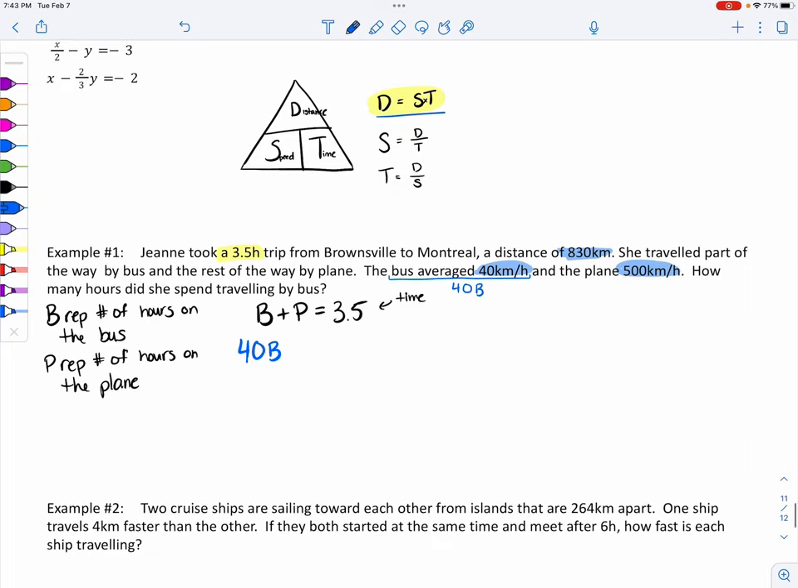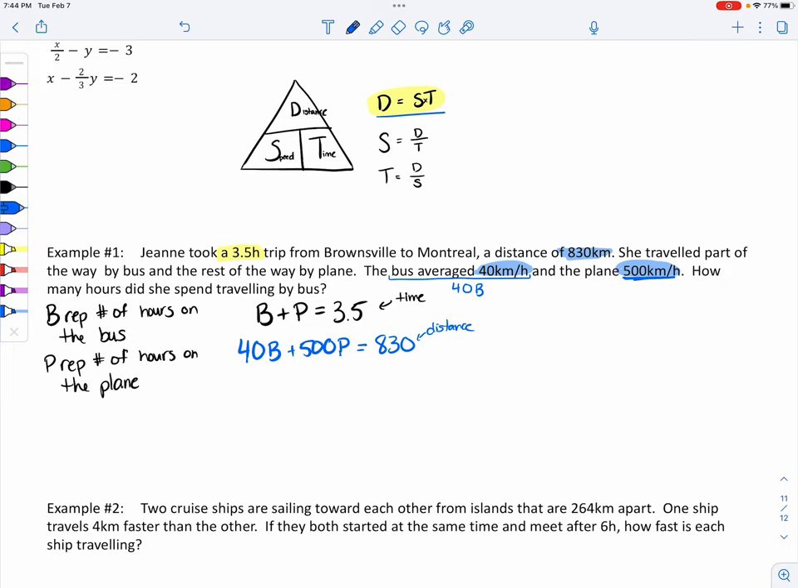The plane, the speed is 500 kilometers an hour. If I multiply 500 kilometers an hour times the number of hours they were on the plane, which is the variable P, that's the distance they traveled by the plane, right? So there's the distance traveled on the bus plus the distance traveled on the plane. That will equal your total distance. Right, so that equation represents distance.